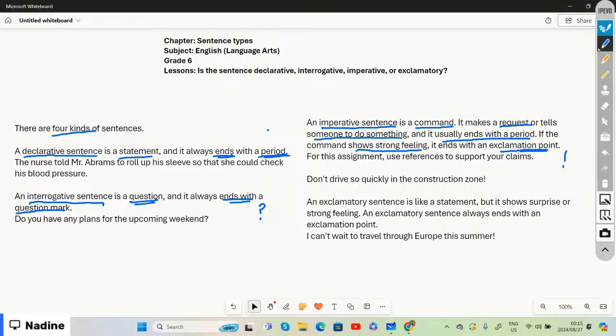But now, if the command shows strong feelings, we said that one ends with an exclamation point. Then it says, don't drive fast! So don't drive so quickly in a construction zone, right? And this ends with an exclamation point, meaning that the person was probably shouting because of panic, right?